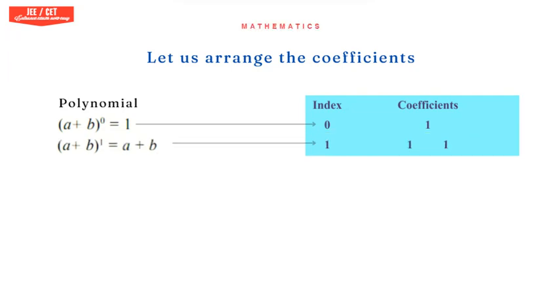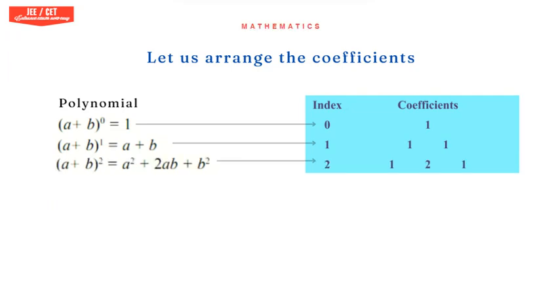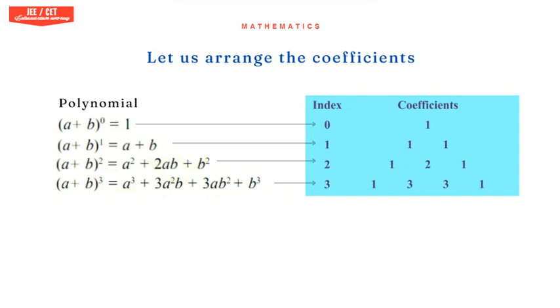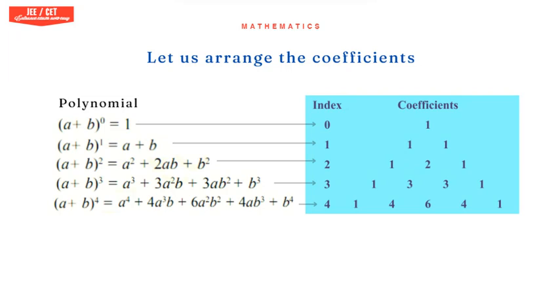For index equal to 1, the coefficients are 1 and 1. For index equal to 2, the coefficients are 1, 2 and 1. For index equal to 3, the coefficients are 1, 3, 3 and 1. For index equal to 4, the coefficients are 1, 4, 6, 4, 1.